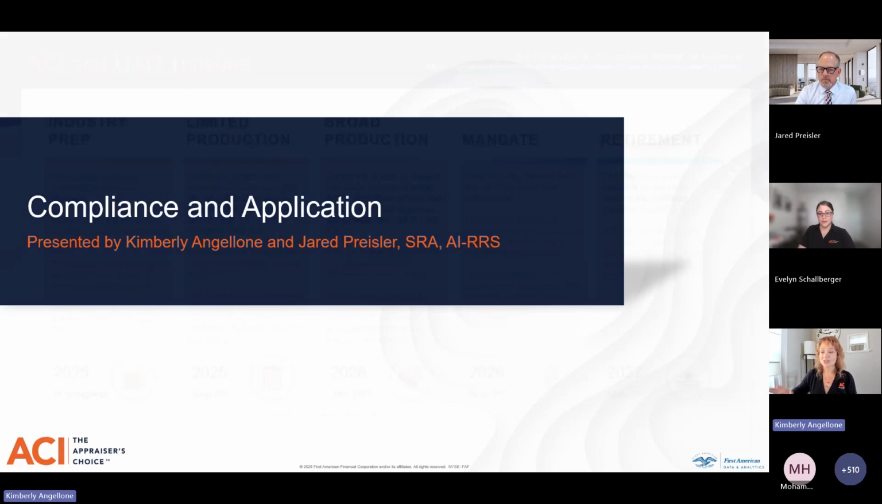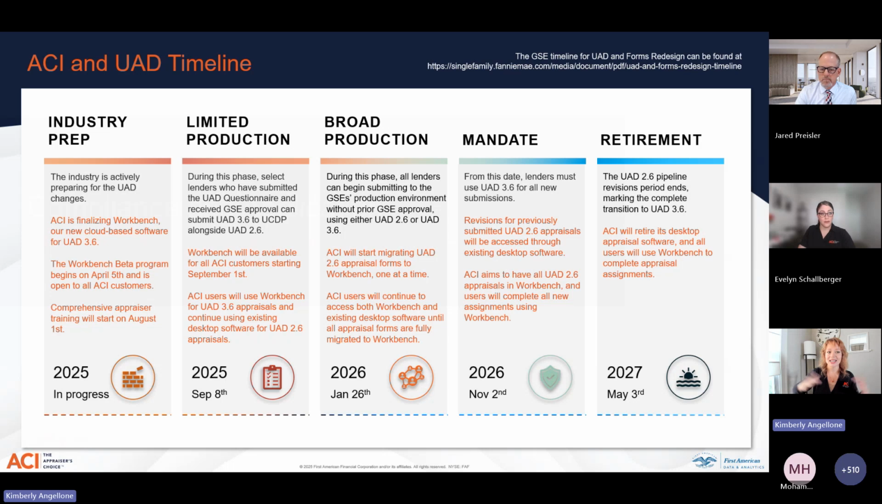First and foremost, that is the ACI UAD timeline. There are so many questions about what is industry prep, what is limited production, and how long the GSEs are going to accept those 2.6 forms. The phase that we are in right now is industry prep. This is where everybody is scrambling and racing to the finish, actively preparing for these UAD changes that are taking place.